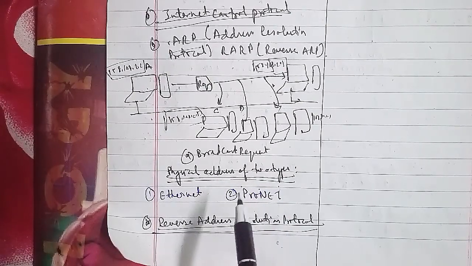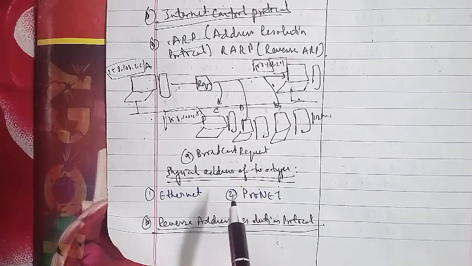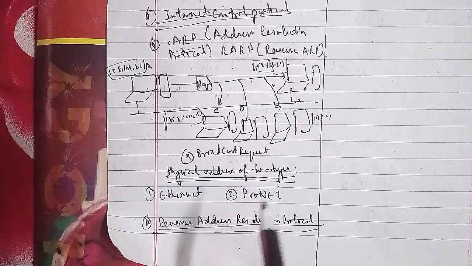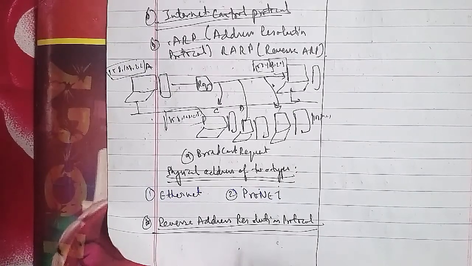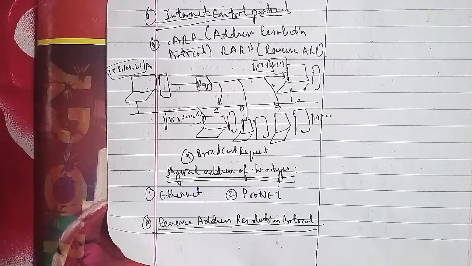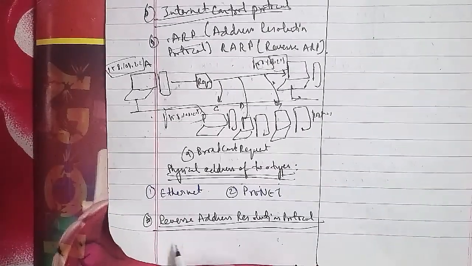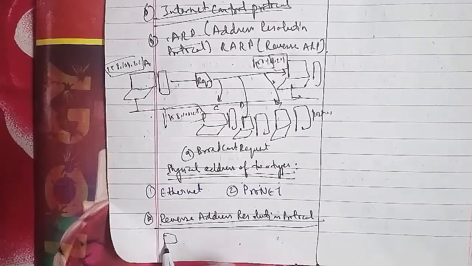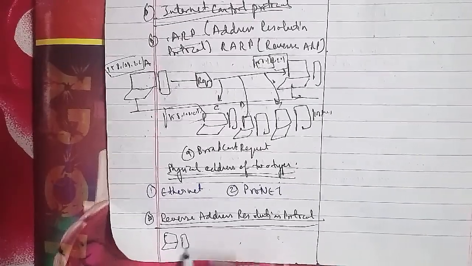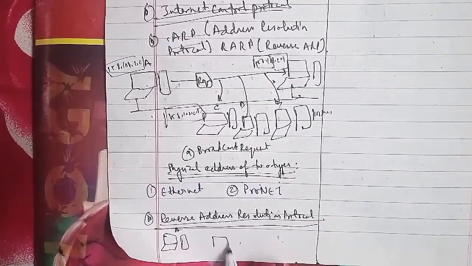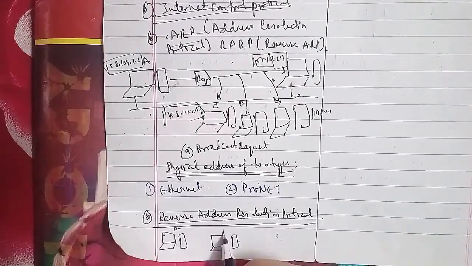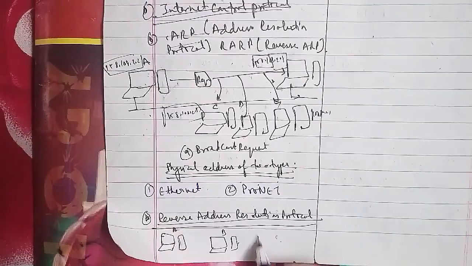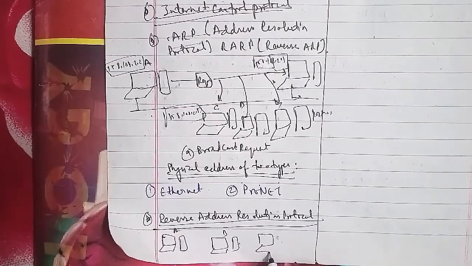This is system A, this is system B, this is system C, and this is system D. For that, they are connected to one another here. This is a RARP protocol here.